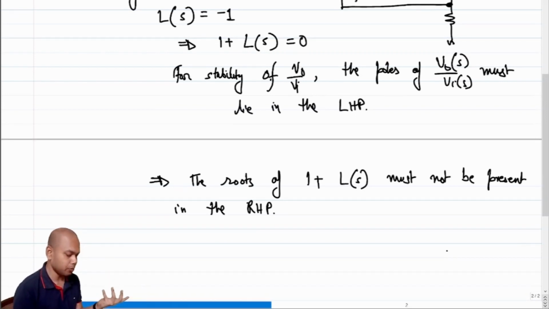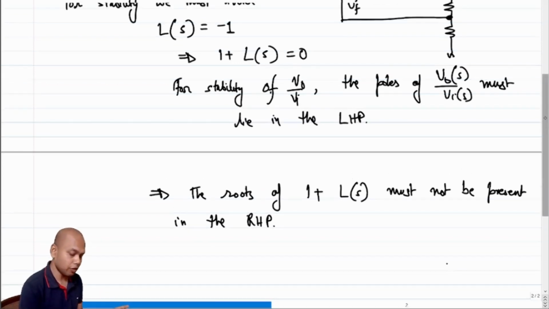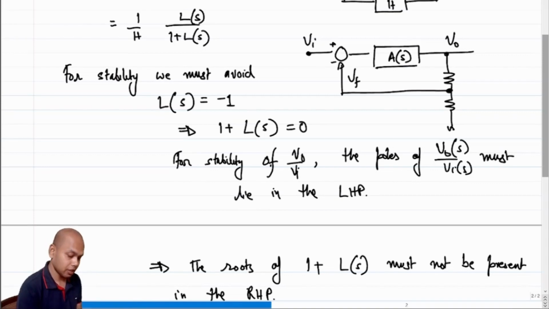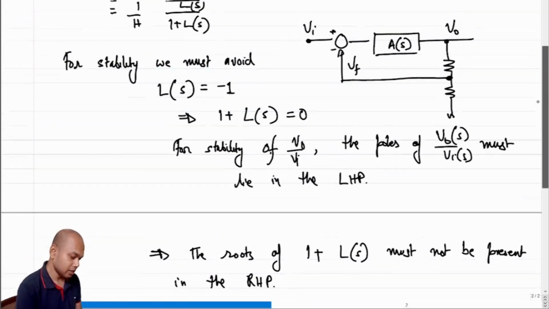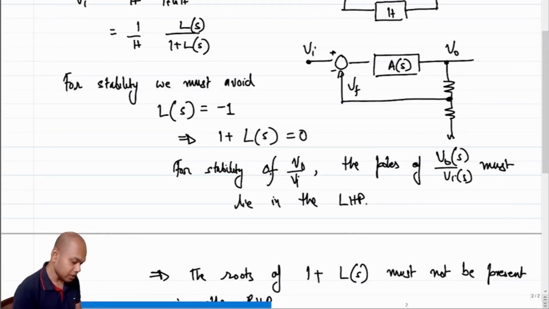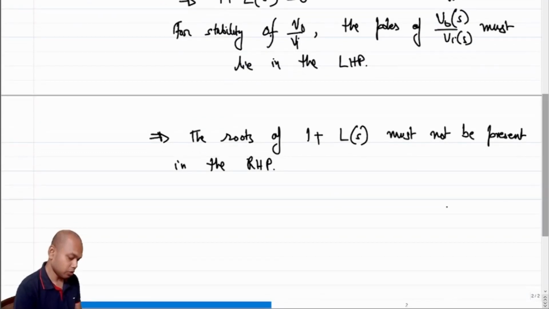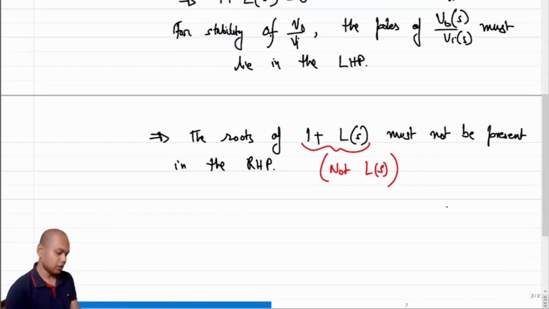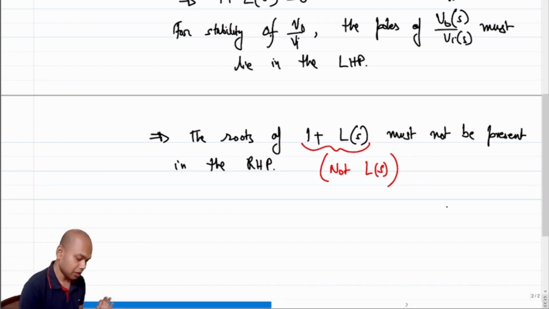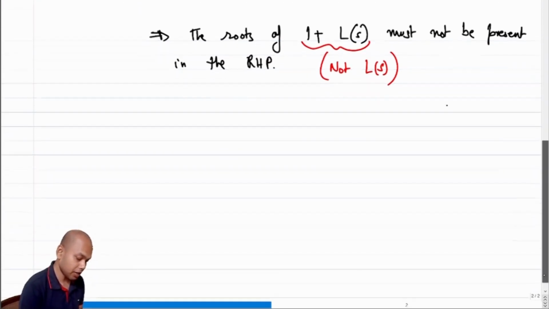So we know that poles have to be in the left half plane, but poles of what? Poles of V naught over Vi. Note that they are not poles of L of s. So you have to ensure that the poles of V naught over Vi, that is the roots of 1 plus L of s, are on the left half plane. Let me make a distinction here: roots of 1 plus L of s, not L of s. That is an important distinction to make. So the roots of 1 plus L of s must be on the left half plane, or must not be on the right half plane.